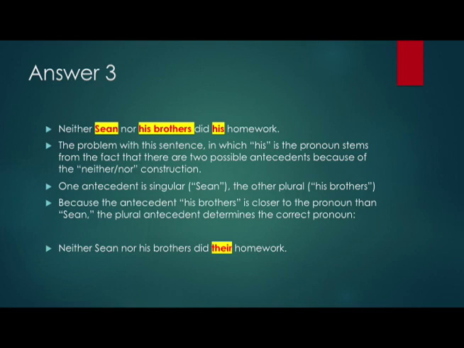If you're looking at the sentence, you will find that "his brothers," the second antecedent, is closer to the pronoun in terms of proximity than Sean is. So that plural antecedent, his brothers, determines the correct pronoun. So the sentence should be revised to read, "Neither Sean nor his brothers did their homework."